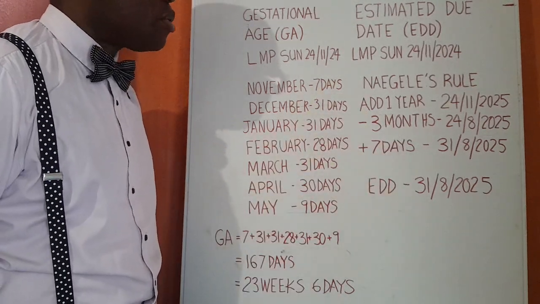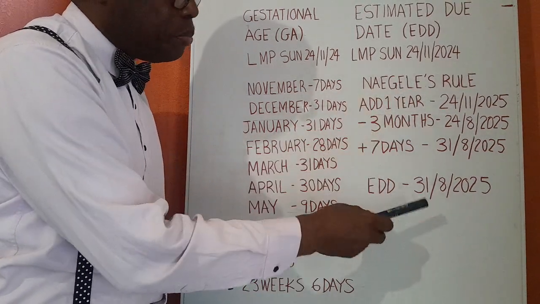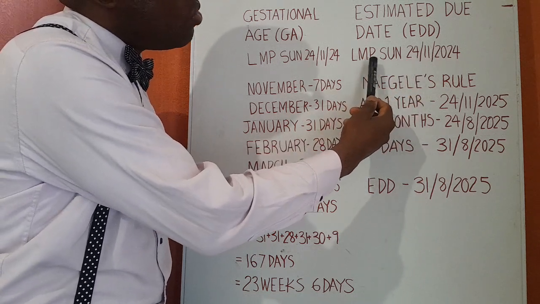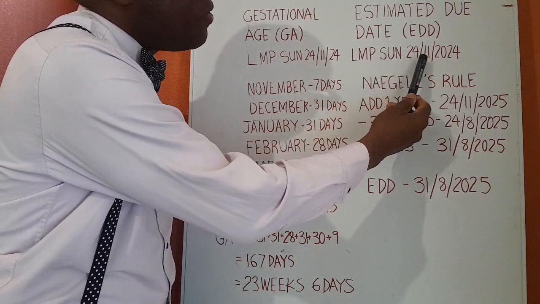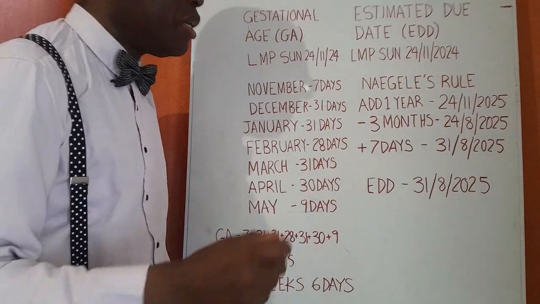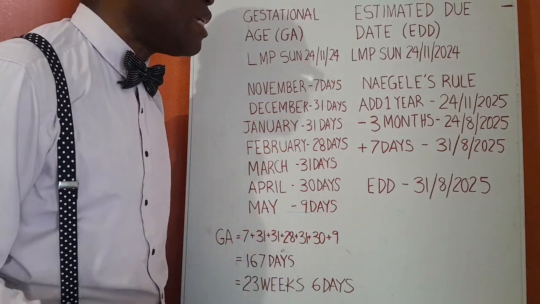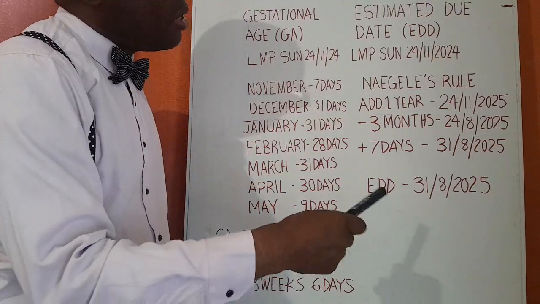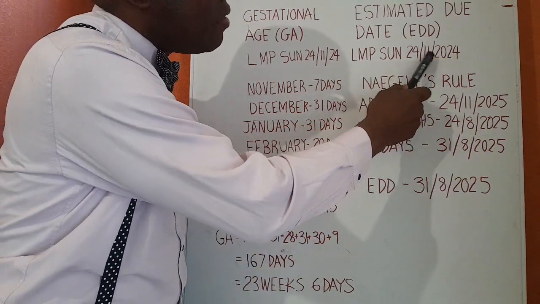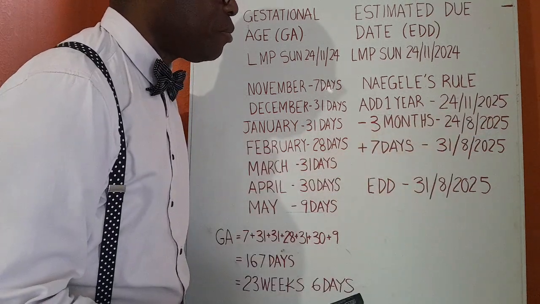Now, I'm going to teach you how to use this method. Then when it falls within the same year, I will teach you. Now, this one, we are looking at somebody whose last menstrual period was 24th of November 2024, meaning that she couldn't have a baby last year. So it has to be this year. So the reference now would be, we need to add 1 year. So that instead of 24/11/2024, we have 24/11/2025.